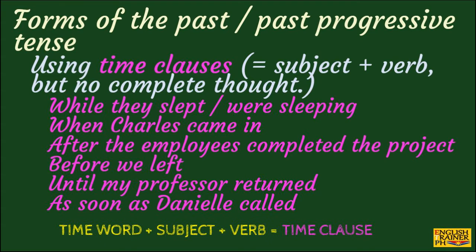For when will be our time word, subject is Charles, came will be the verb in the past form, so when Charles came in. After is our time word, the employees is our subject, completed is our verb in the past tense. Before we left, before is our time word, the subject is we, and then the verb is left in the past form again.